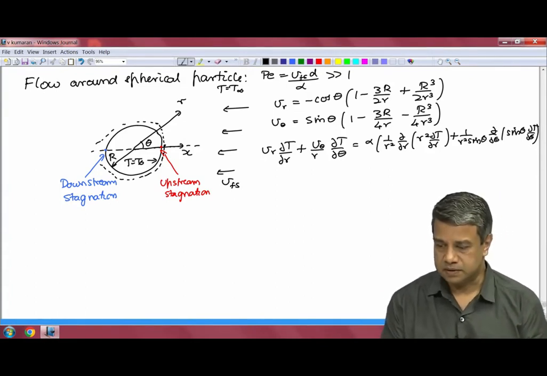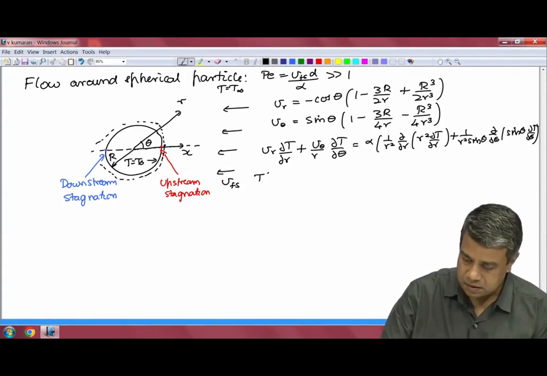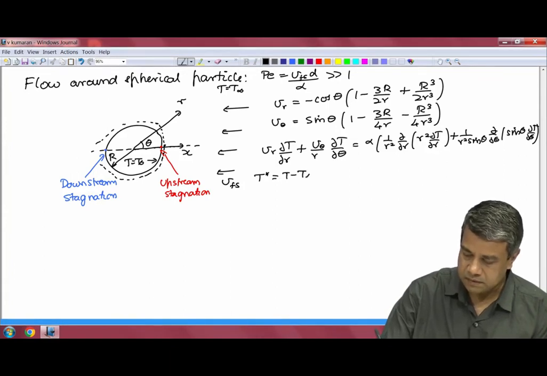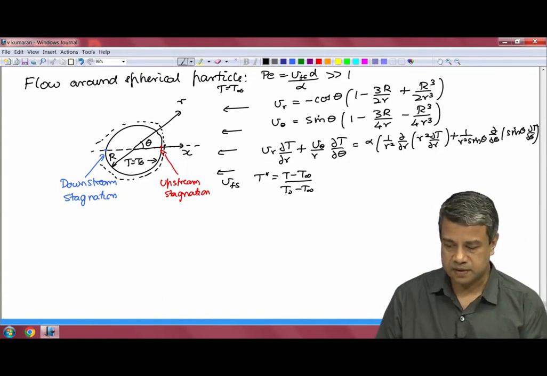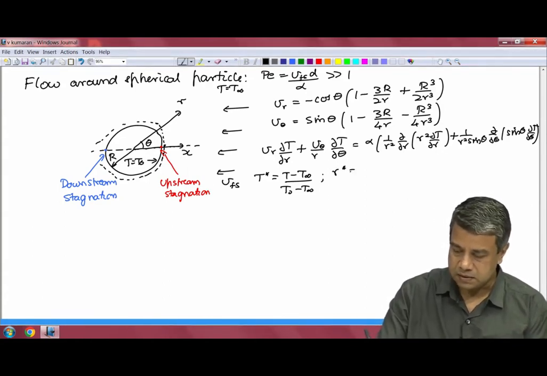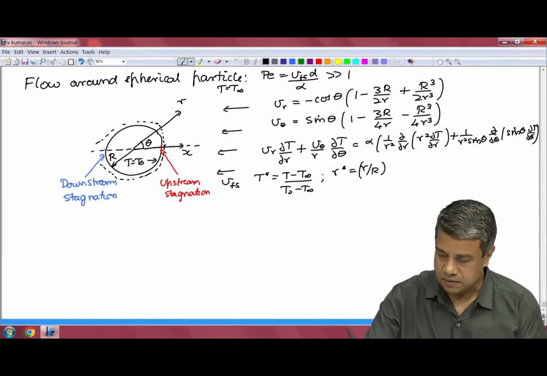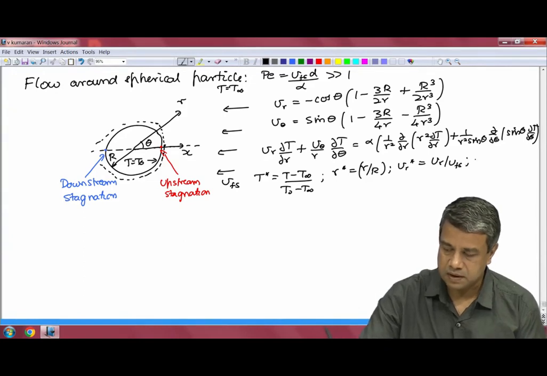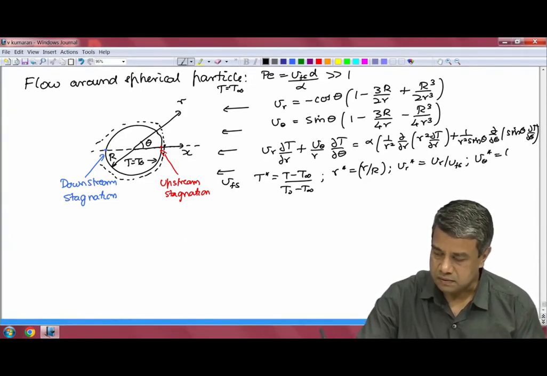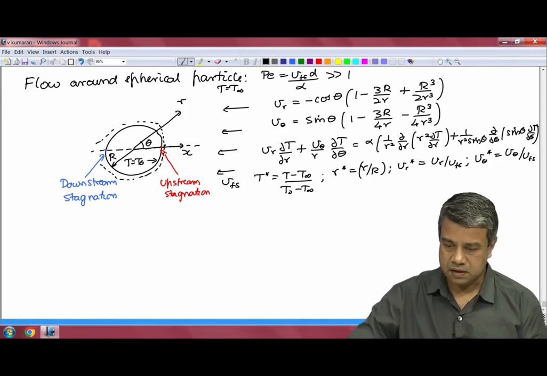So, that is the equation. Scaling: T star is equal to T minus T infinity by T 0 minus T infinity, which means that T star is 1 at the surface and 0 far from the surface. r star is equal to r by R. And the velocities we will scale as Vr star is equal to Vr by V free stream, and V theta star is equal to V theta by V free stream. So, those are the r and the theta velocities.